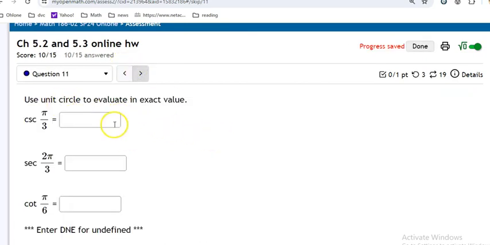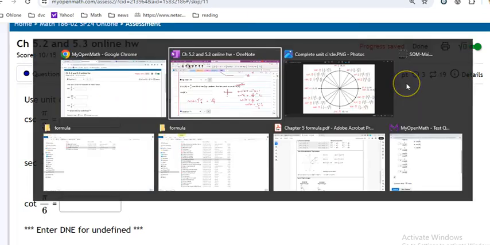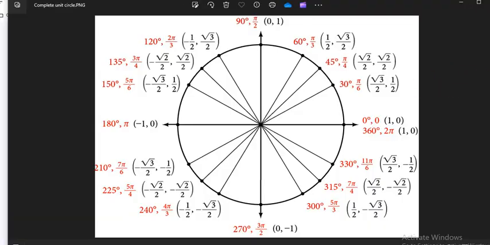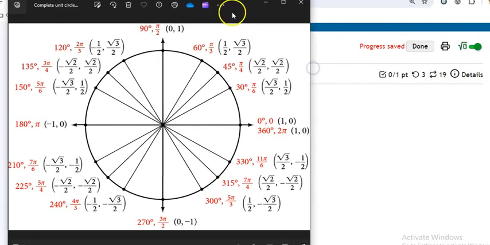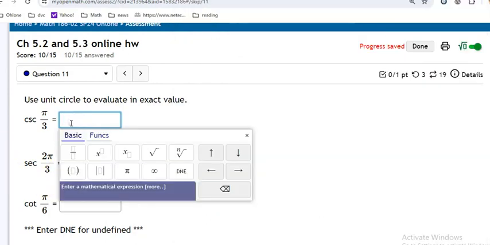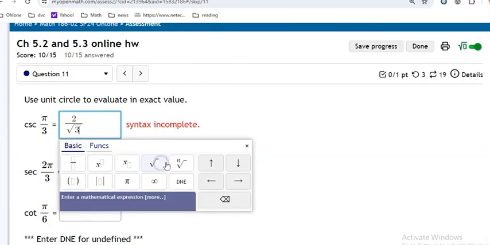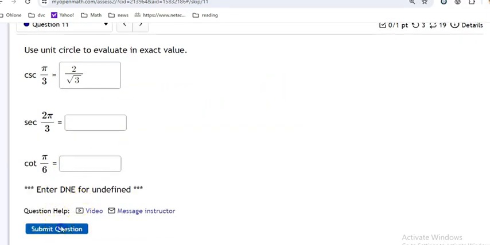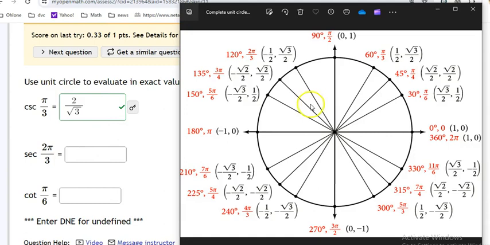Then use the unit circle to evaluate. So this is pi over 3. Let me get the unit circle. Can I make it smaller and just use it this way? Okay, so pi over 3 is here. I want cosecant. Cosecant is 1 over y, so 2 over root 3. Next, 2 pi over 3 is this one. I want secant, which is 1 over x, so it's negative 2.